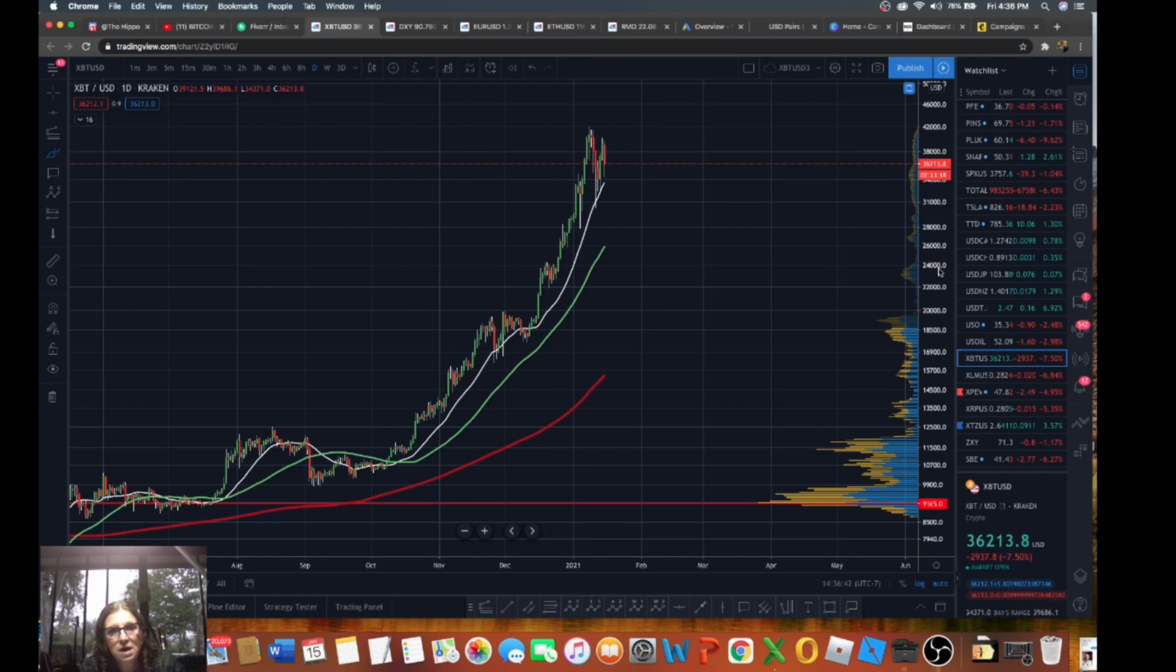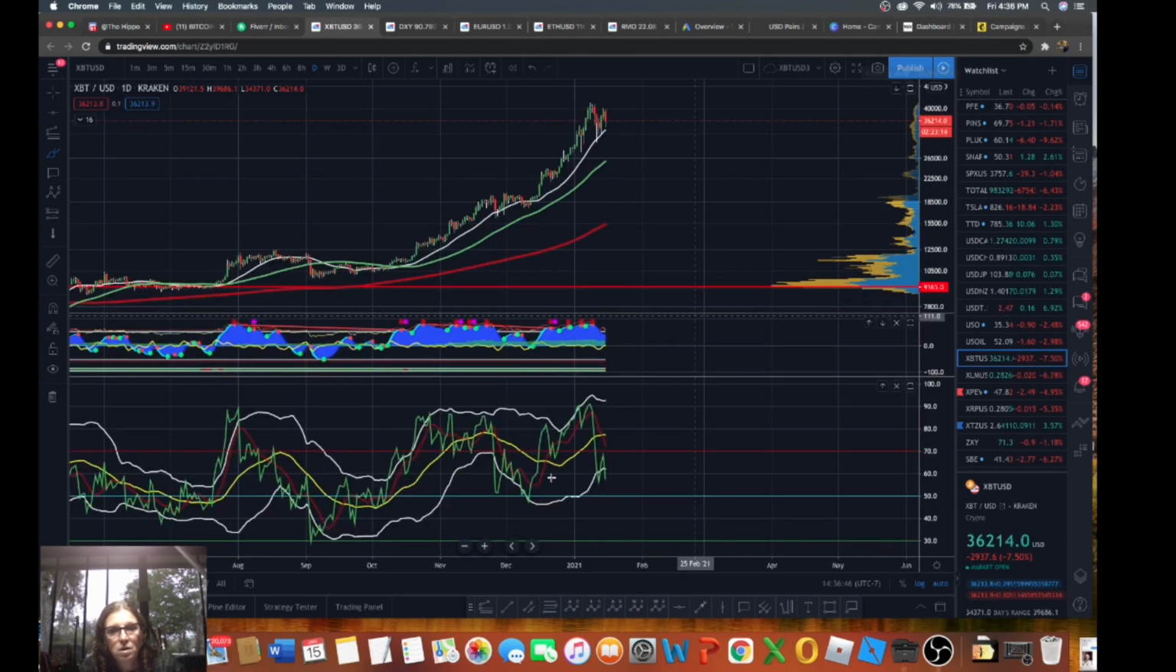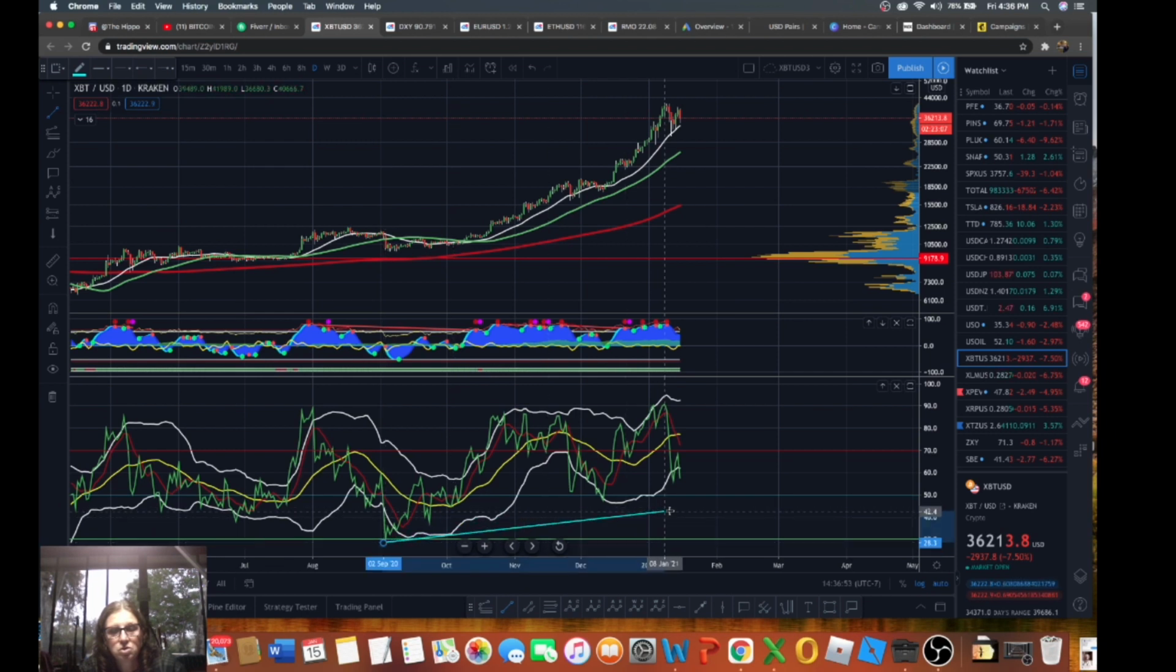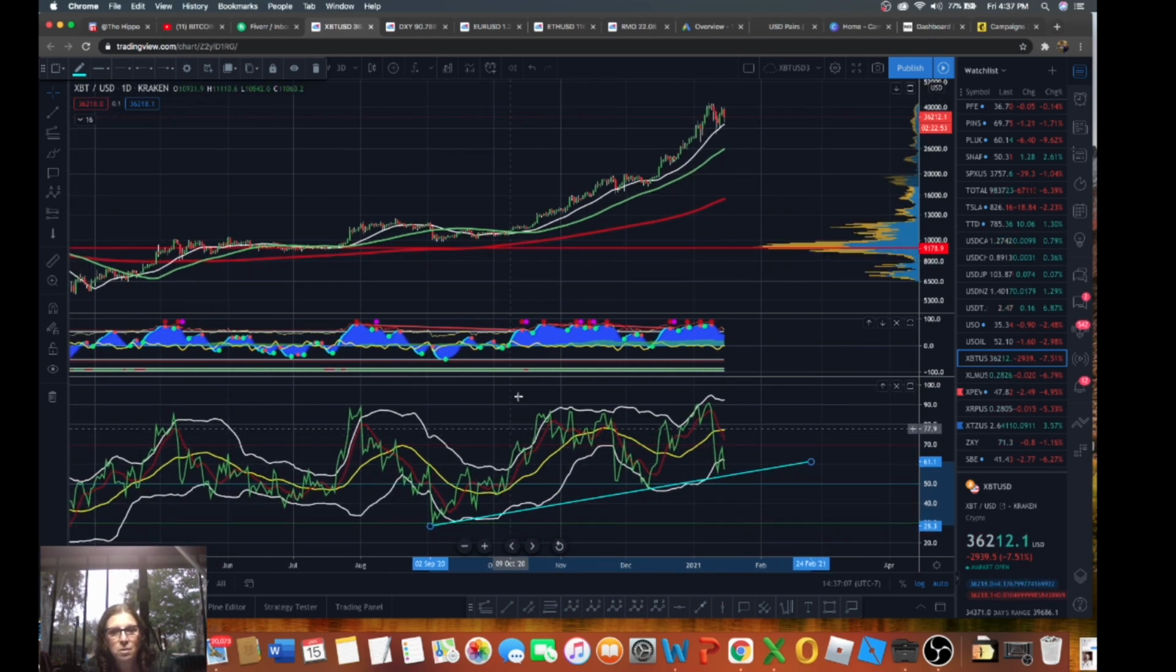Let's take a look at the daily time frame and some indicators. I would like to see us hold this trend line. If this is your first time watching my videos, this is my go-to indicator. This is really the only indicator I use. I'm about to delete this cipher indicator. I don't need it. This indicator gives me everything that I need.